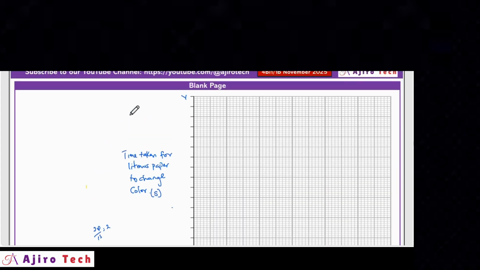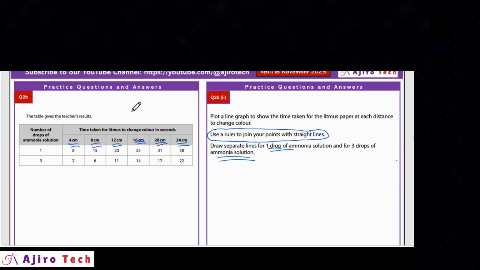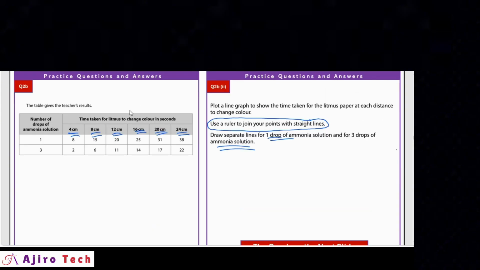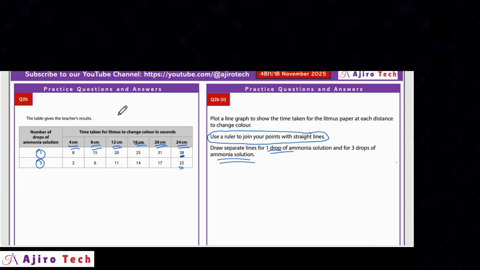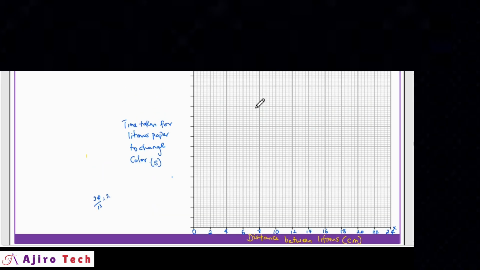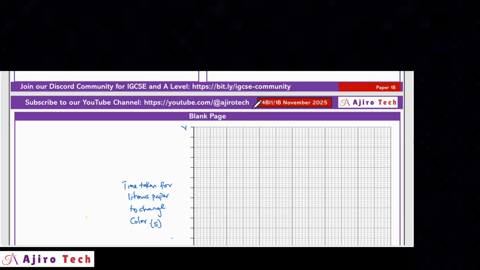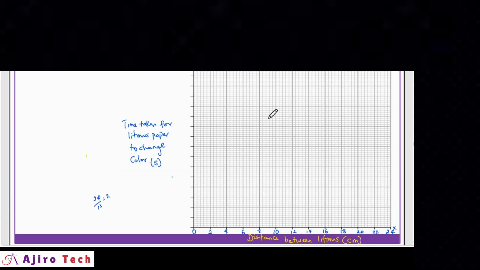So let's now see what we can use. The highest measurement for drop 1 is 38, and for 3 drops is 22. So the highest measurement is actually 38. So let's show our graph up to 38. Let me do it like this. Let's say 2 centimeters represent 5 units. So from here to here is 2 centimeters. So let's use it like that. It represents 5 units. Let's see if it's going to work out.